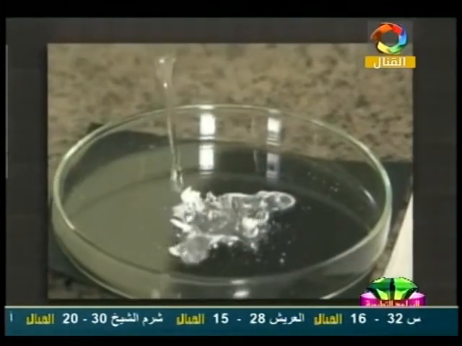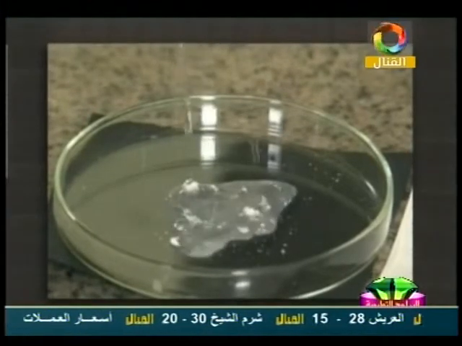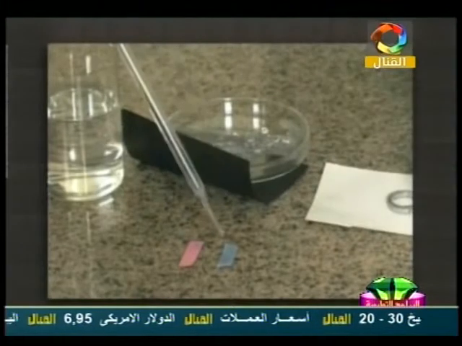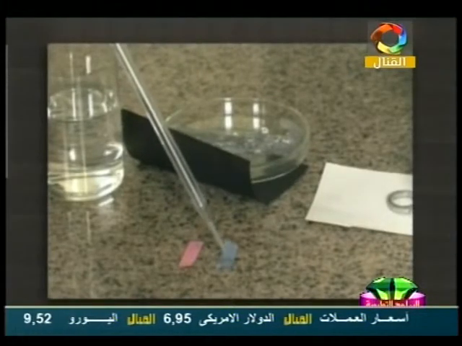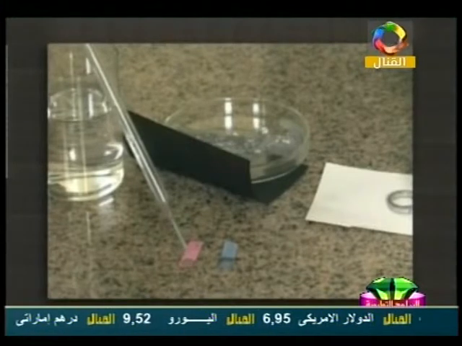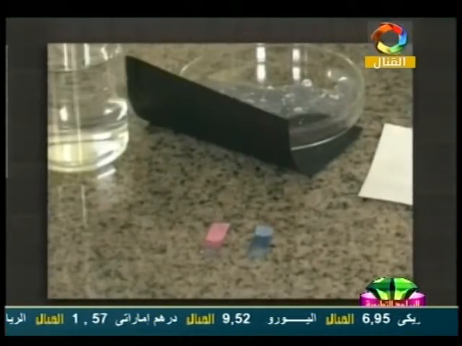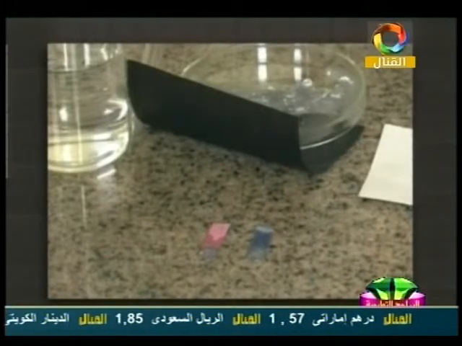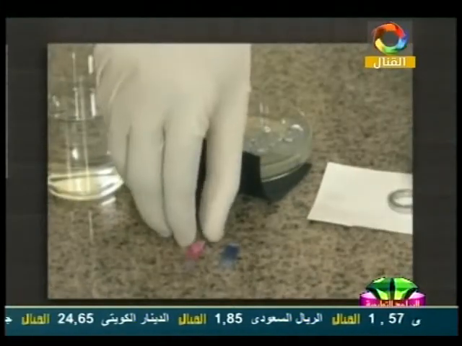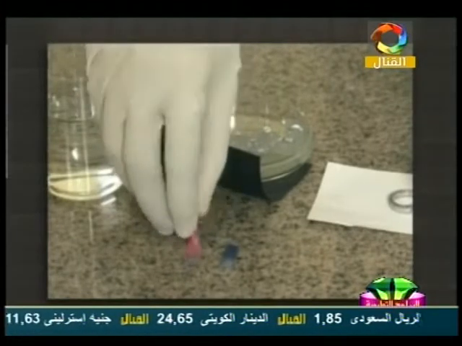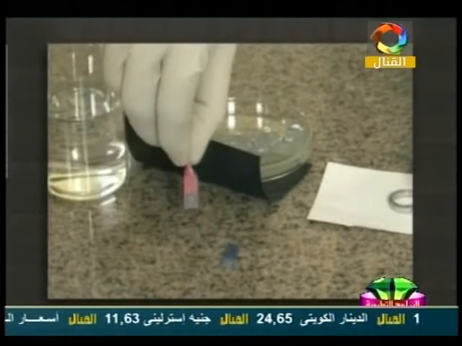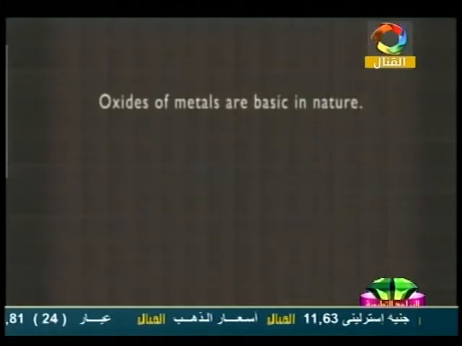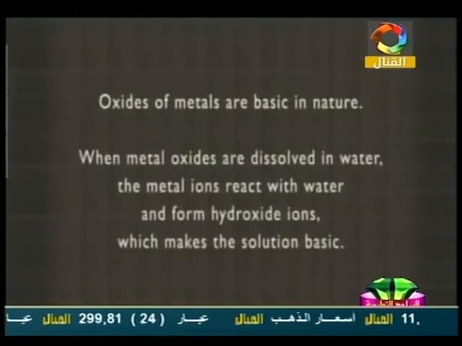Look at this reaction. It changed from solid substance to solution. It's easy. Look, if you add a drop to two litmus papers, red and blue, the blue stays blue and the red changes into blue. It means now you have a solution of magnesium hydroxide. Take care. How can I know? By changing the color of litmus paper. This means basic oxide. Oxides of the metal are basic in nature.